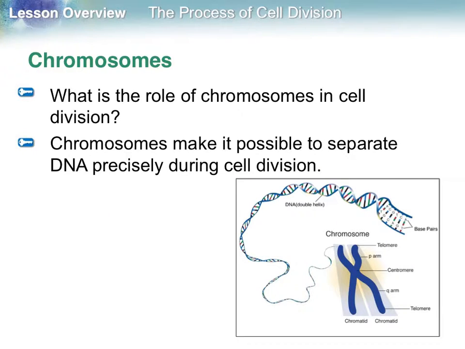So here the key question is, what role do chromosomes play in cell division? Chromosomes make it possible to separate our DNA precisely during cell division. As you can see here in this picture, the chromosome is actually a very coiled up piece of your DNA. So this is our DNA right here, and the DNA gets coiled up into a chromosome, like the familiar shape we have of a chromosome.